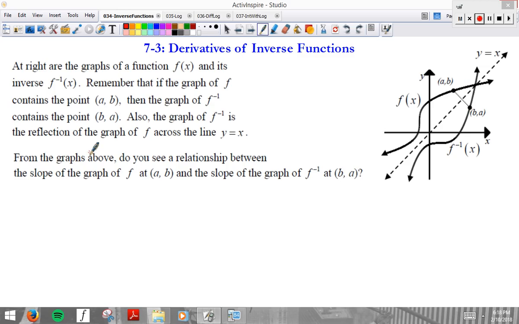So from the graphs above, do you see a relationship between the slope of the graph of f at (a, b) versus the slope of the graph of f inverse at (b, a)? I'll let you think about it. Pause the video, write down an answer. Literally write down something.